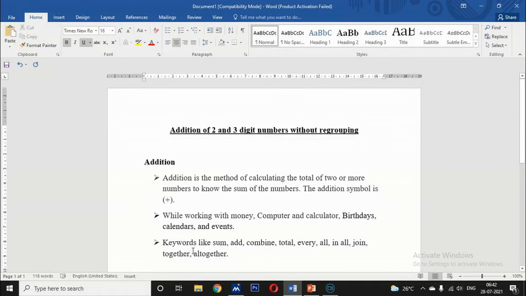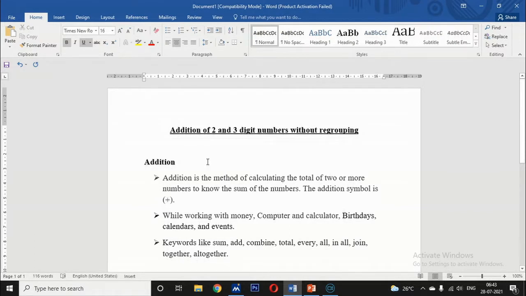And the keywords are sum, add, combine, total, every, all, in all, join, together and altogether. So these are the keywords we use to solve word problems. These are the addition keywords we are going to use to solve the addition problem.